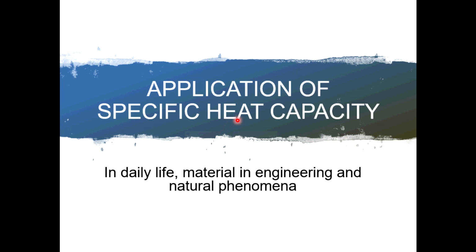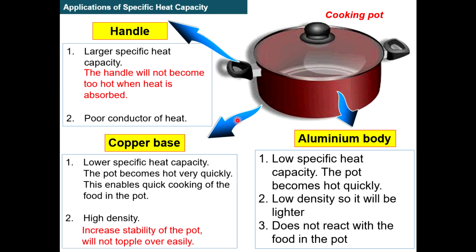Application of specific heat capacity. First application is when we design a cooking pot. So a cooking pot has 2 parts. One is the handle and the other one is the body. So let's say you want to cook food faster, so the body and also the base of the cooking pot should be made by using what? Yeah, smaller specific heat capacity material. And at the same time, when you cook, of course, you need to hold your cooking pot. So the handle should be made by using higher specific heat capacity material.